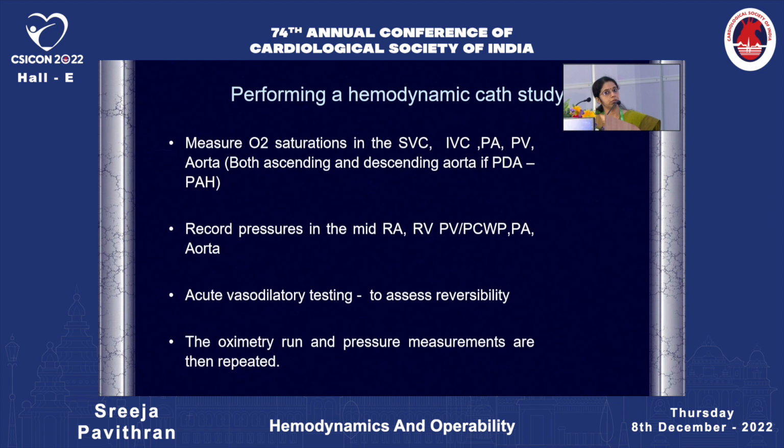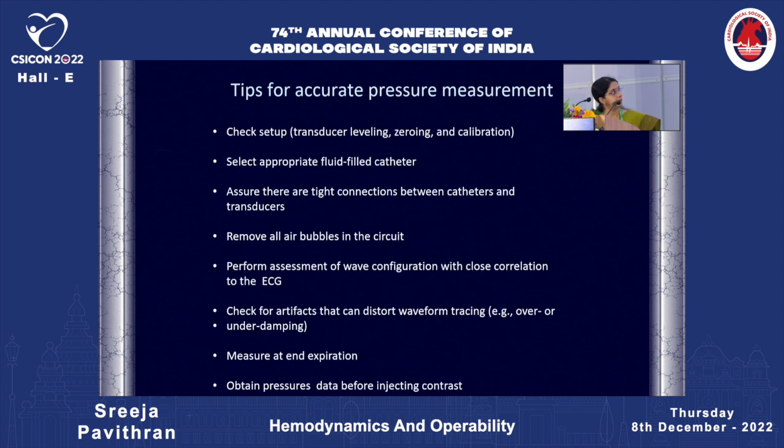So following this pressure measurements and oximetry run, we do acute vasodilatory testing with pulmonary vasodilators to assess the reversibility of PAH. By reversibility, we mean there is no PVOD. Then again you repeat the same samples, the oximetry run and the pressures. So this is how you do a hemodynamic cath.